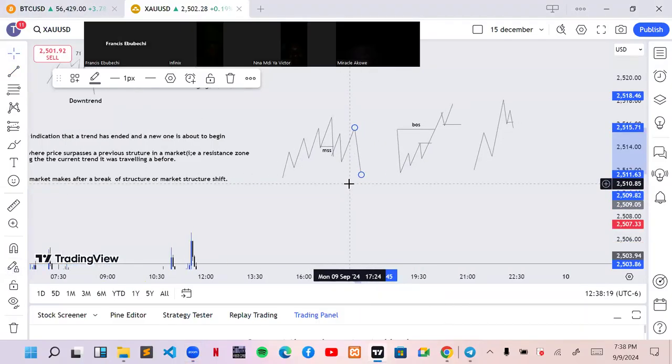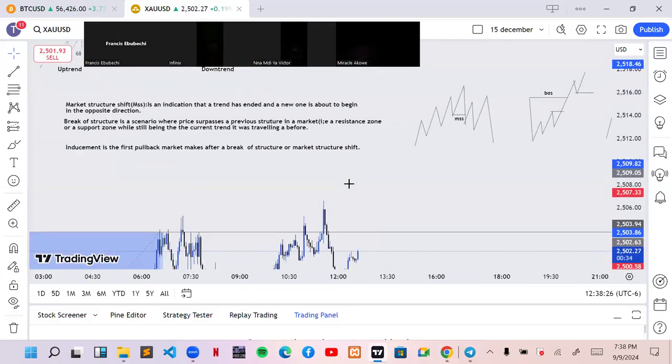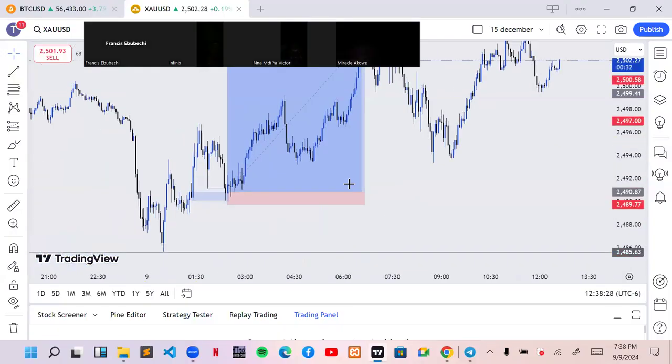So the inducement is what I use as my liquidity. The inducement is the first pullback that market makes after a break of structure or a market structure shift. So I want to find a chart with a break of structure and show you guys.